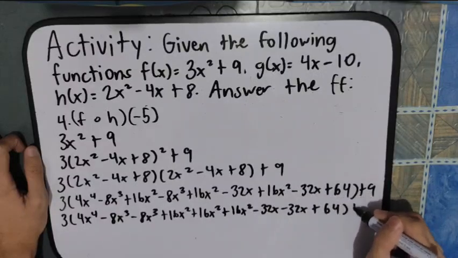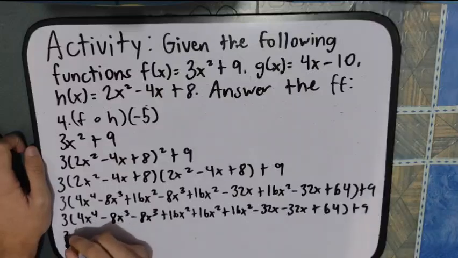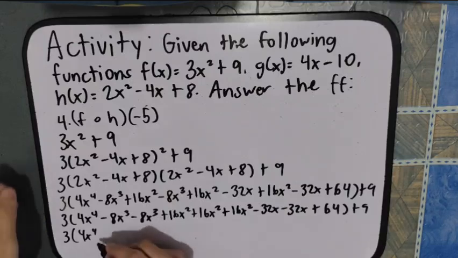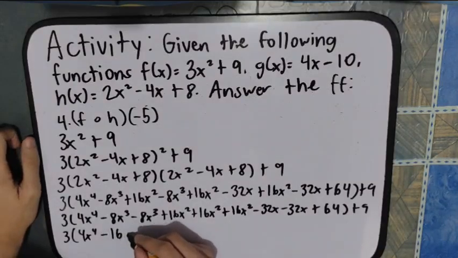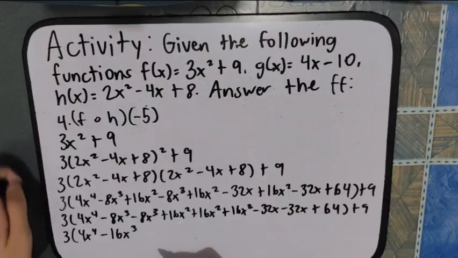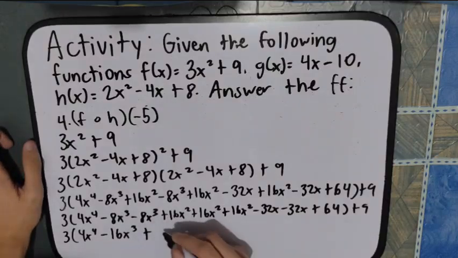So let's add. Copy 4x raised to 4, negative 8x cubed plus negative 8x cubed, we have negative 16x cubed. Then 16 plus 16 plus 16, we have positive 48x squared.